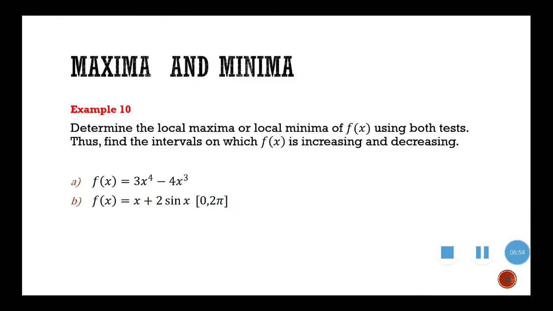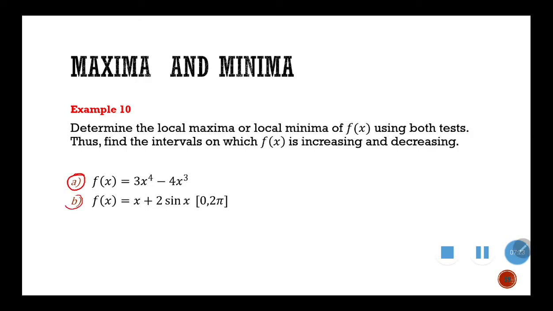Alright. Okay, so now we proceed to example 10. Determine the local maxima or local minima of f(x) using both tests. The question asks you to use both tests. Thus, determine the intervals on which f(x) is increasing and decreasing. For part A, I will use the first derivative test.